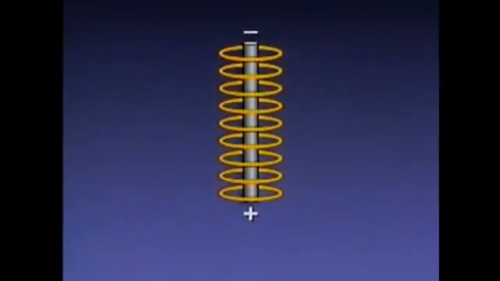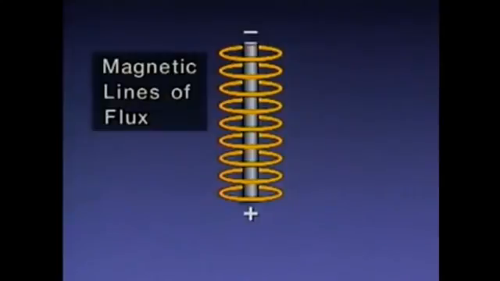To understand how electric motors operate, it's helpful to start with a simple example of how a magnetic field can be created. This illustration represents a section of wire with current flowing through it from negative to positive. The flow of current through the wire produces a magnetic field around the wire. The magnetic field consists of a series of lines known as magnetic lines of flux.